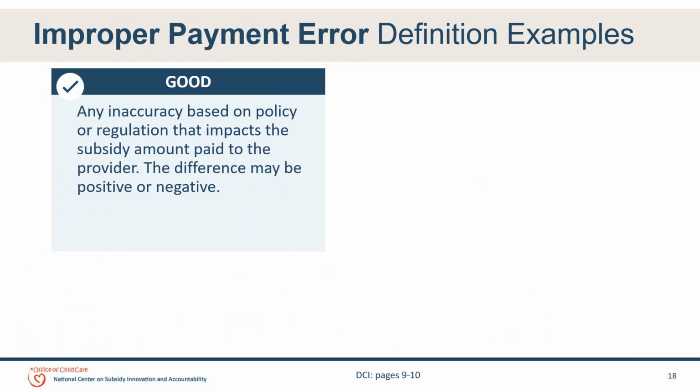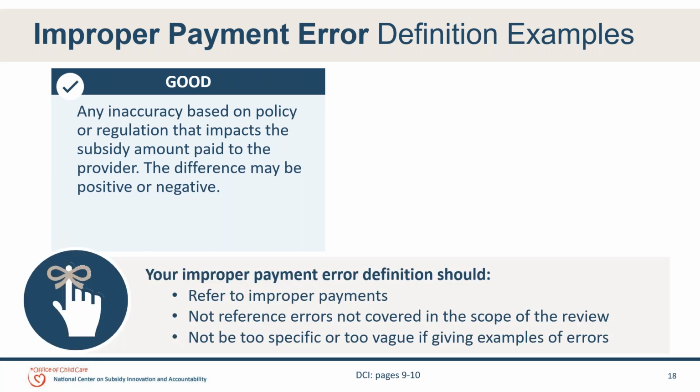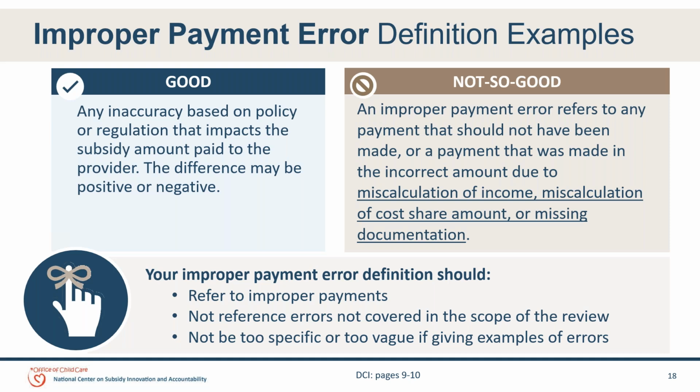Next, I have a couple of examples of definitions for the improper payment errors. On the top left, we have any inaccuracy based on policy or regulation that impacts the subsidy amount paid to the provider. The difference may be positive or negative. So this definition is clearly referring to only improper payments, and it doesn't give any specific examples of error causes. You can do that in your definition if you'd like, but if you do, just be sure not to be too specific or too vague.